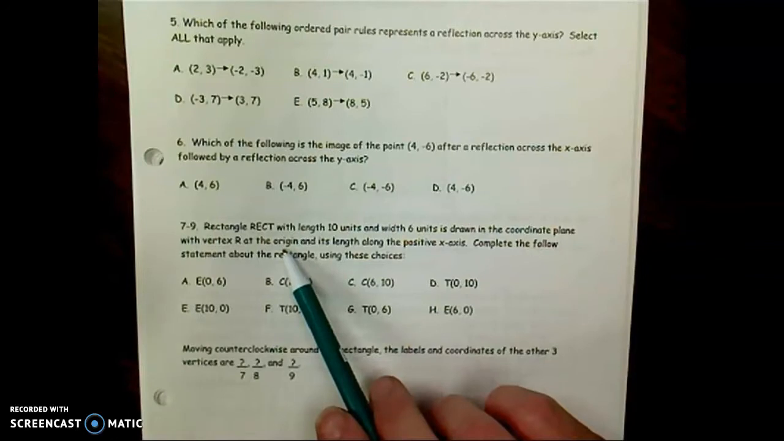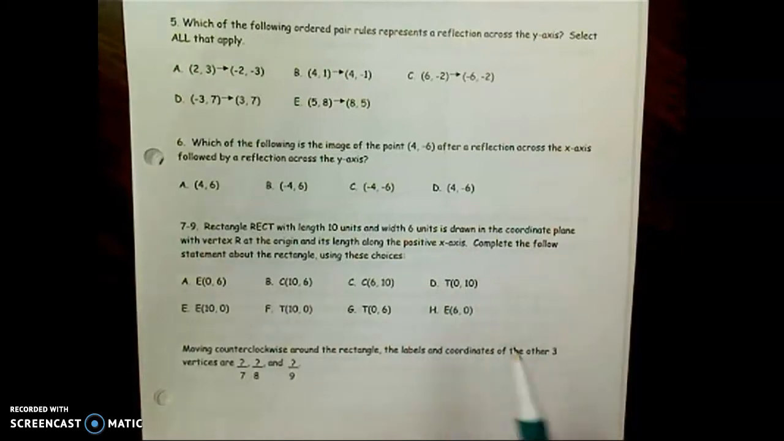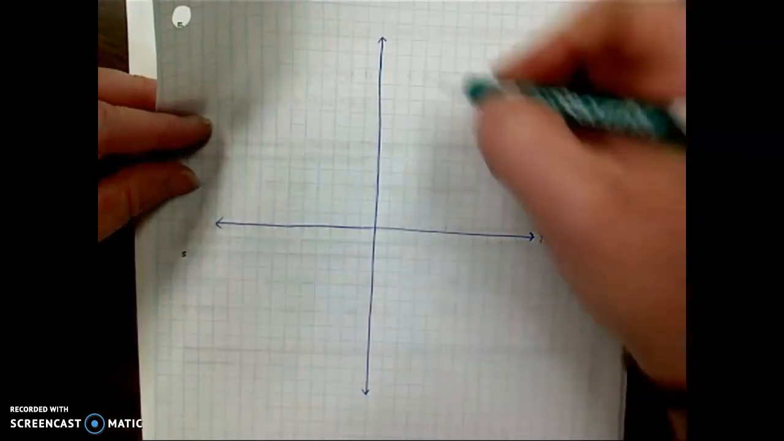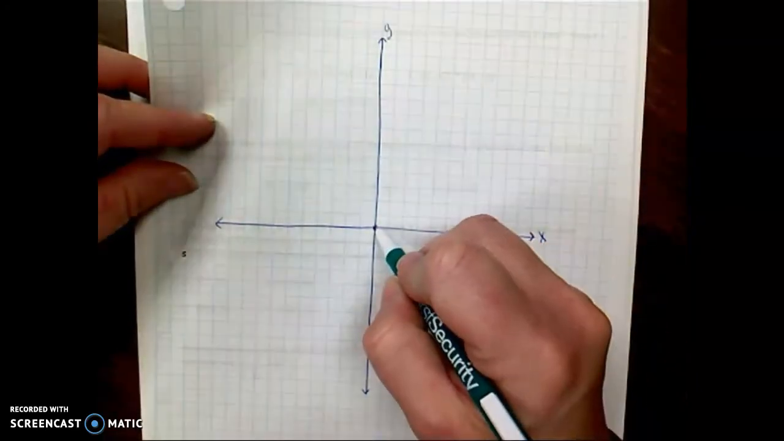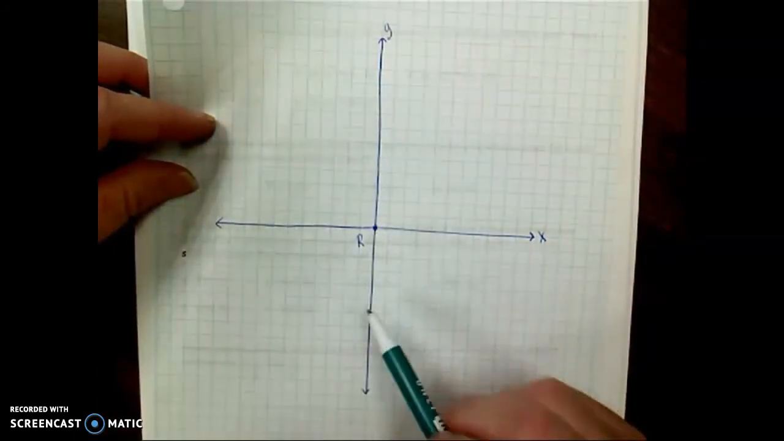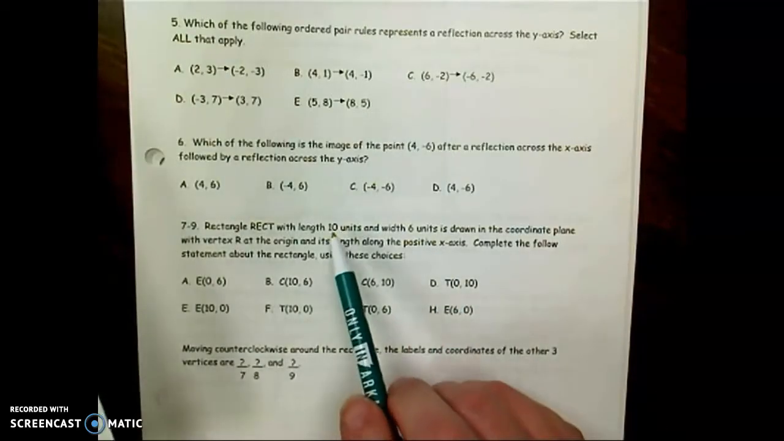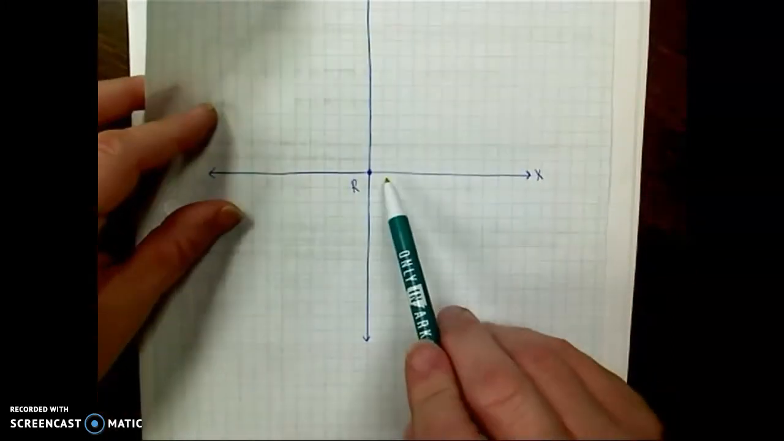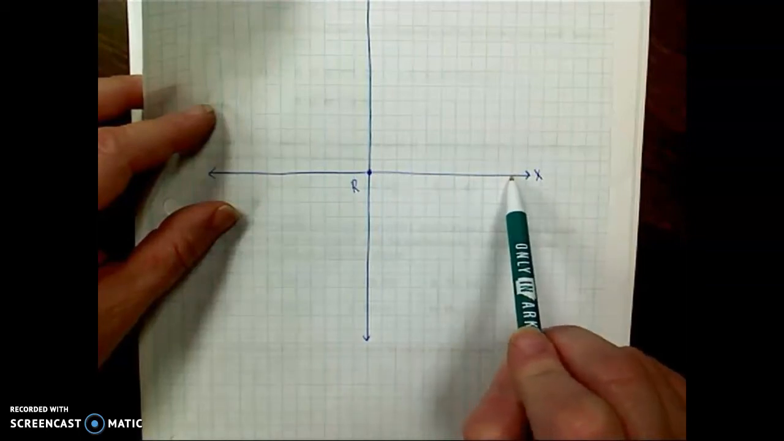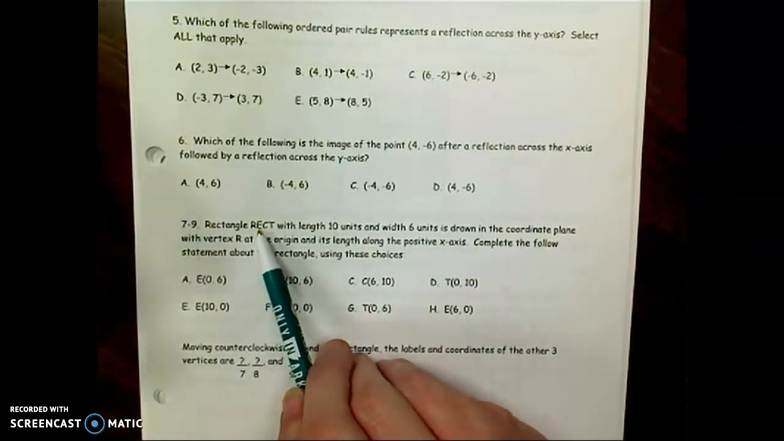We know that's the point 0, 0, and we want its length to go along the positive part of the x-axis. So if I was going to graph that, I have a coordinate plane drawn here, of course, with my x and y axis. It's telling me to put point R on the origin, which is the point 0, 0. And then it tells me to put the length along the positive x-axis, 10 units long. So I would count out 1, 2, 3, 4, 5, 6, 7, 8, 9, 10. And that is my second point. What am I naming my second point? Point E.